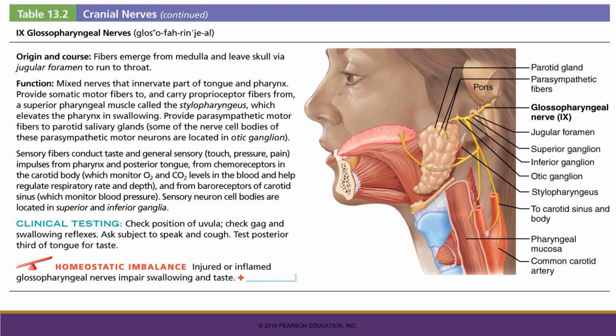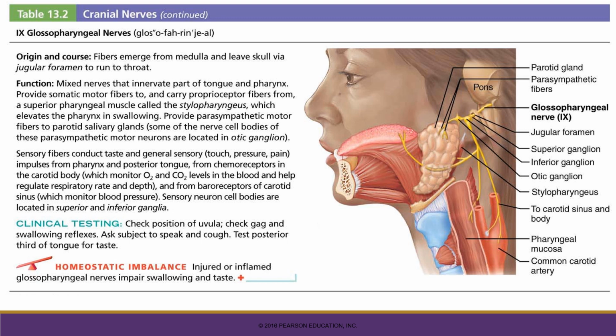Impulses from the pharynx and the posterior tongue, from chemoreceptors in the carotid body, which are indirectly monitoring oxygen via CO2 levels in the blood and help regulate respiratory rate and depth, and from the baroreceptors of the carotid sinus, which is monitoring blood pressure. Sensory neuron cell bodies are located in the superior and inferior ganglia.